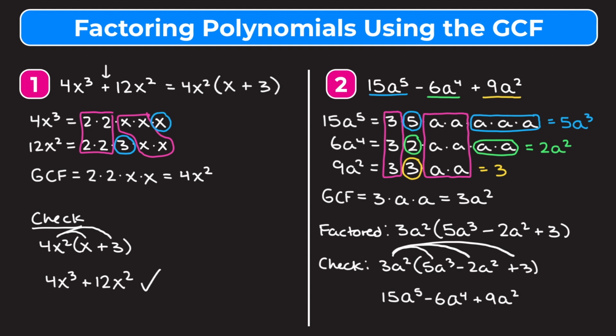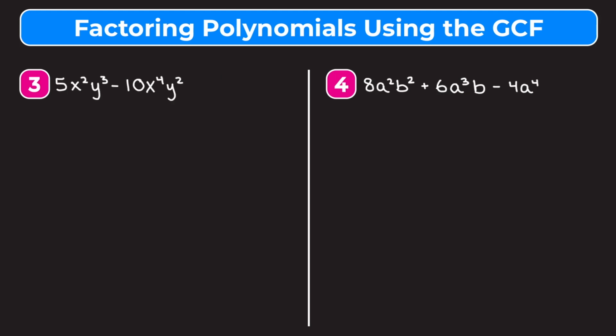Let's go through 2 examples that involve multiple variables. So if we look at example 3, we have 5x squared y cubed minus 10x to the fourth y squared. So we have 2 variables this time, but we're going to do a similar thing. So we're going to write out each term as a product of its prime factors. 5 is prime, so we're just going to leave it as is. X squared can be written as x times x. Y cubed can be written as y times y times y.